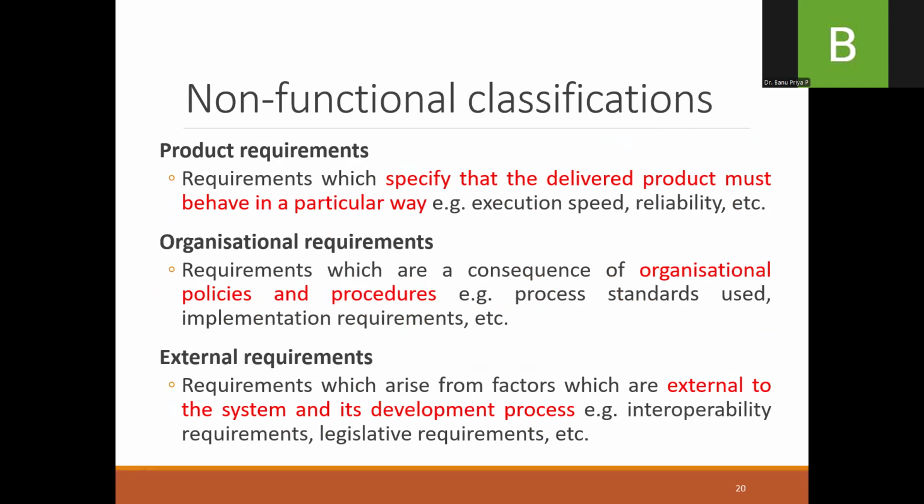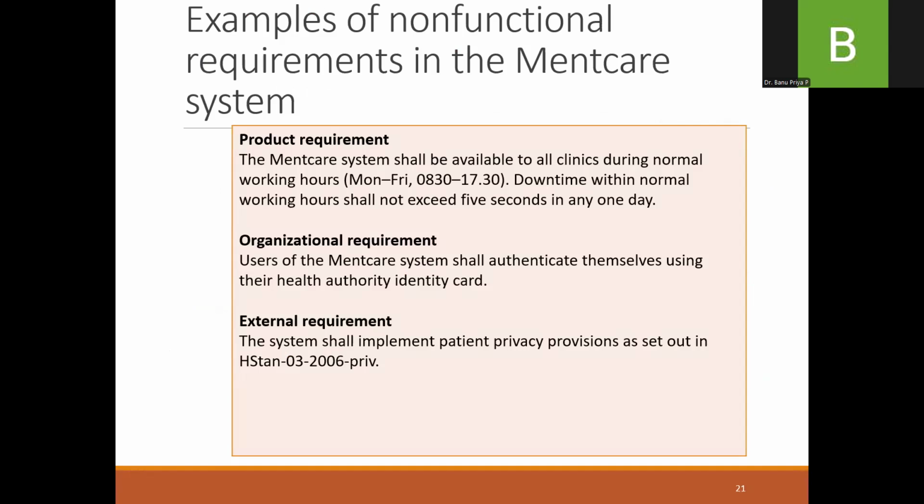organizational, and external. Product in the sense requirements which specify how that particular delivered product should be behaving in a particular way. Let's take speed, reliability. Organization requirements are like what is the standard that the organization has to be following, all these. External requirements are the other one, that is interoperability and legislative requirements, all these.